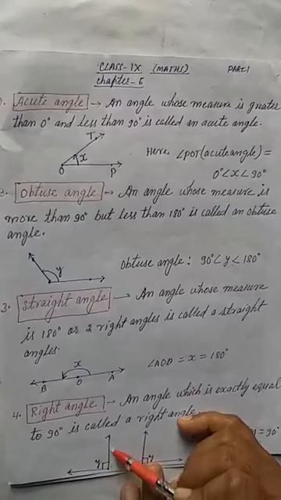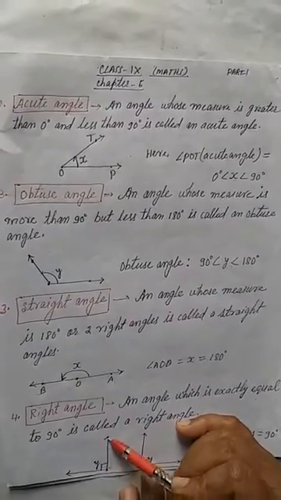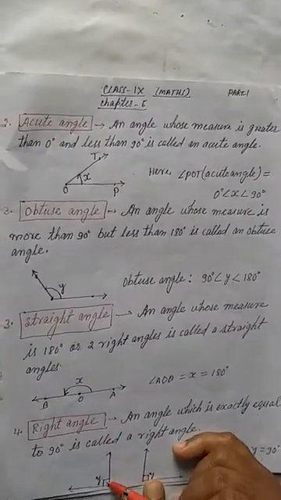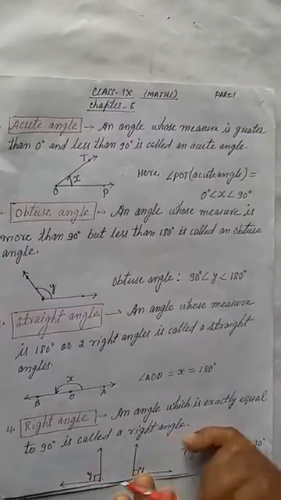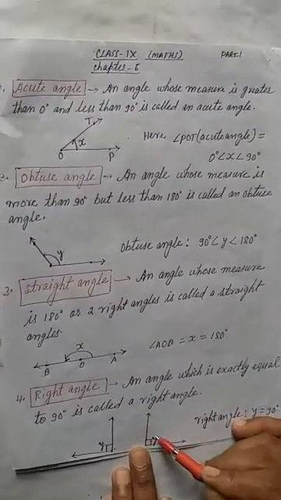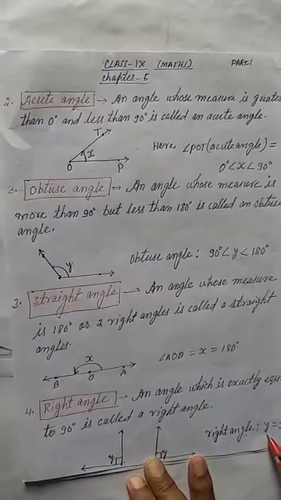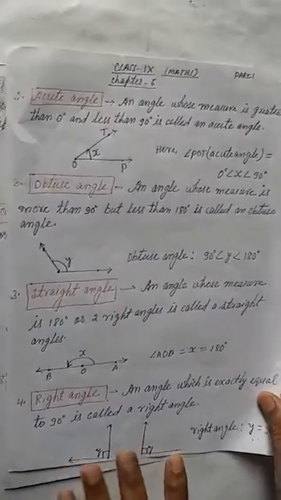Now right angle. A right angle means this line is perpendicular to this line, and this is the symbol of 90 degrees. This is y, and in this way you can make 90 degrees. So right angle y equals 90 degrees. Okay students.